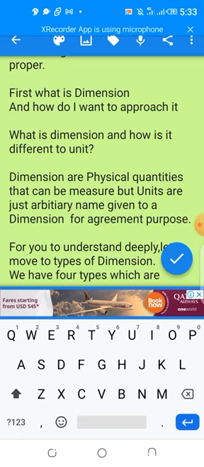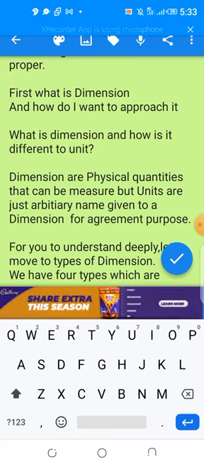Dimensions are physical quantities that can be measured. Or you can also say, physical quantities are quantities that have numerical magnitude and units. So dimensions are just representative of physical quantity. If you want to measure my room now, you can say my room is 3 meter. 3 is the numerical magnitude and meter is what? Unit. So dimensions are physical quantities that can be measured, but units are just arbitrary names given for agreement purposes.